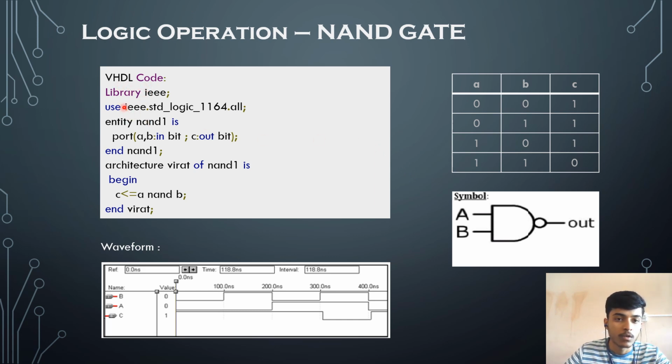Similarly for NAND, I am importing the IEEE library and all the modules, and declaring A, B as input ports and C as the output port. I am assigning C as A NAND B. NAND is already a keyword, as I have explained before. Inside this I have the VHDL code itself, and I am getting the output. This output is nothing but the inverter of the AND gate. This is the logical symbol, and this is the waveform.